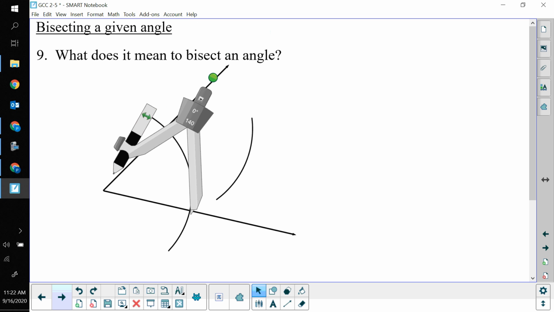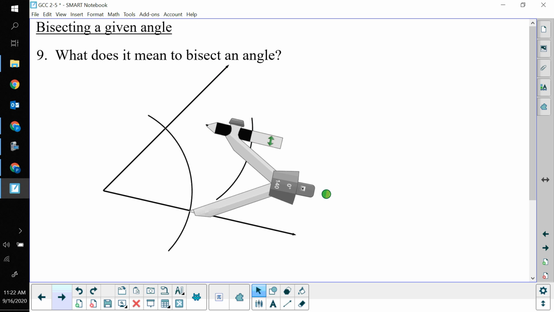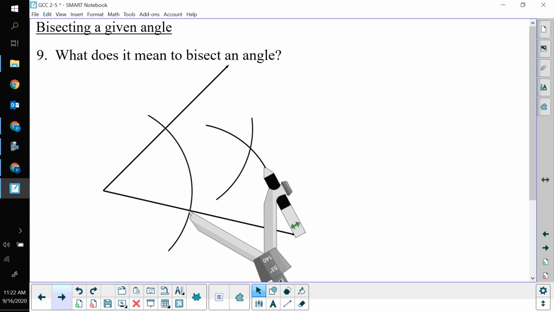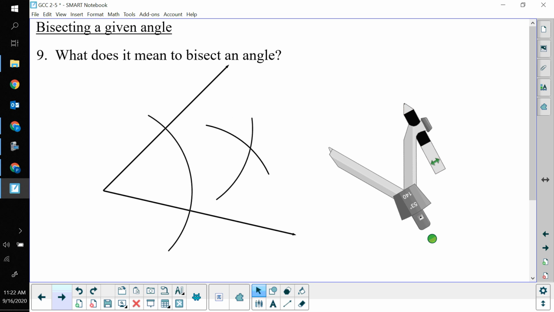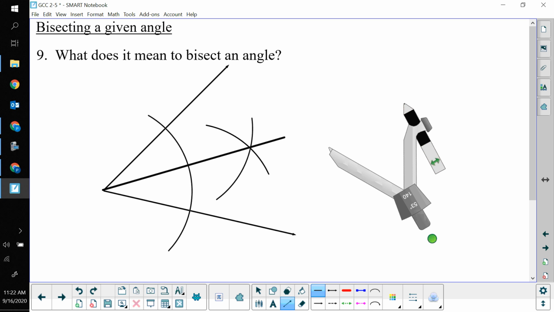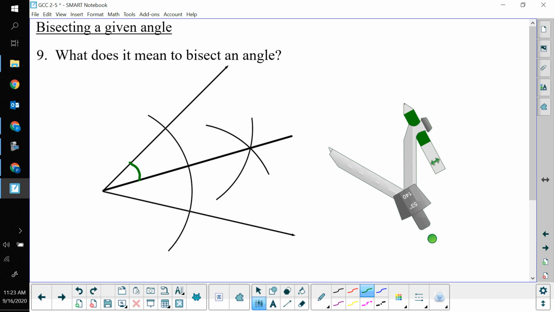Keep your compass the same when you're doing these two swoops. And we're trying to then produce that intersection out there. We connect our vertex to that intersection, and that is your angle bisector. So what that has just done, it has created two congruent angles.